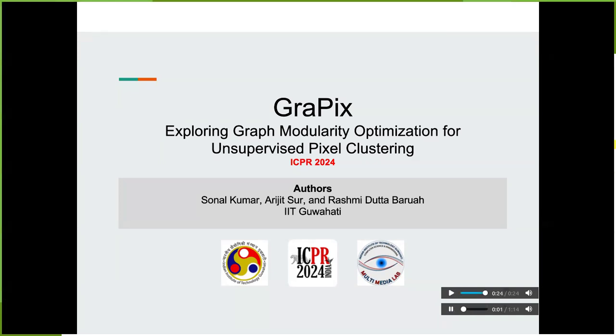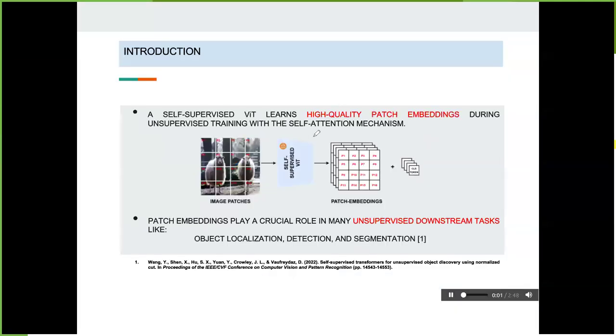This poster presents our paper titled GraPix, Exploring Graph Modularity for Pixel Clustering. Self-supervised vision transformer learns high-quality patch embeddings with the self-attention mechanism. Patch embeddings play a crucial role in many unsupervised downstream tasks like object localization, detection, and segmentation.